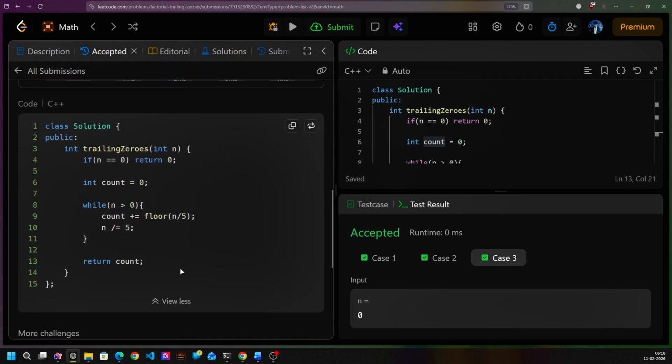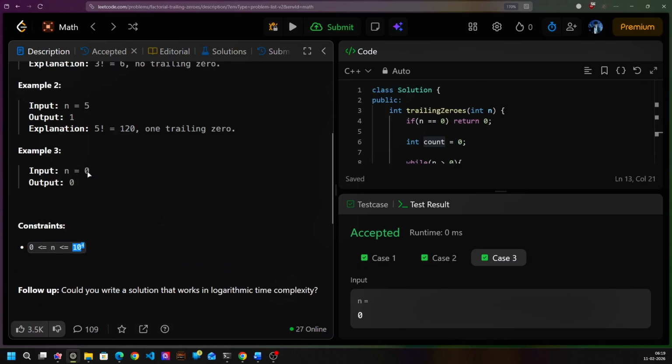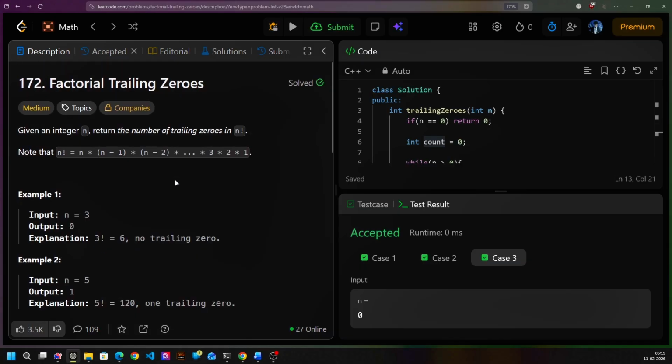This time we don't have to worry about large numbers, because we are not multiplying, instead we are dividing. So at every iteration we are making our number smaller, so we don't have to take care of anything. Also we are not trying to find the factorial, because here we have 10 to the power 4, so we don't have to go beyond 10 to the power 4. So this code will run and our time complexity is big O of log n.